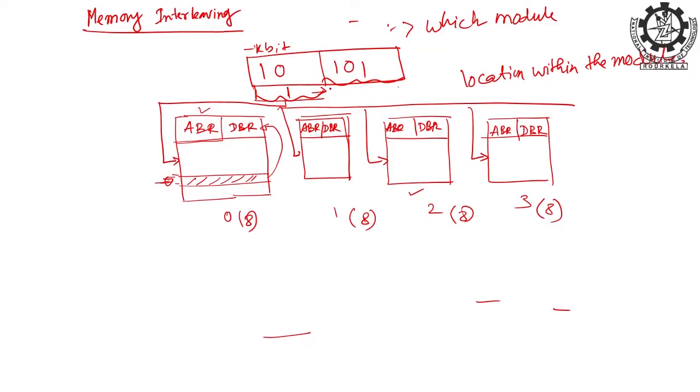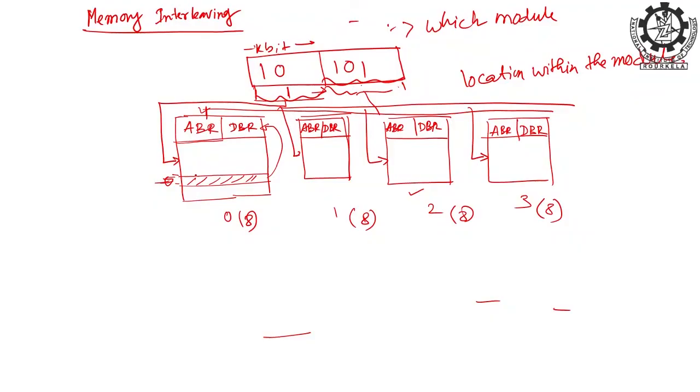So, this part will be connected with the ABR. So, this will be connected in this portion. Mostly what I wanted to tell you is that this k bit will be connected to identify any one of the modules, and the lower bits will identify the location within the module. Okay. So, then you will get a complete memory module.